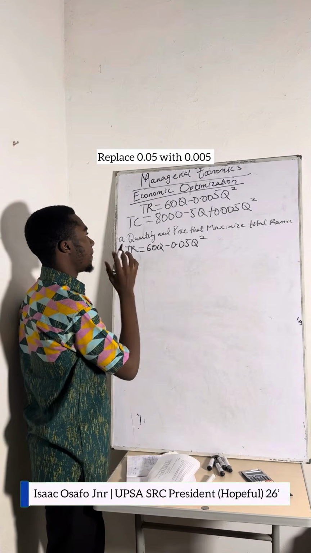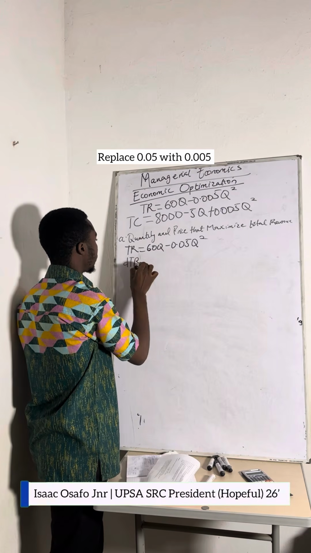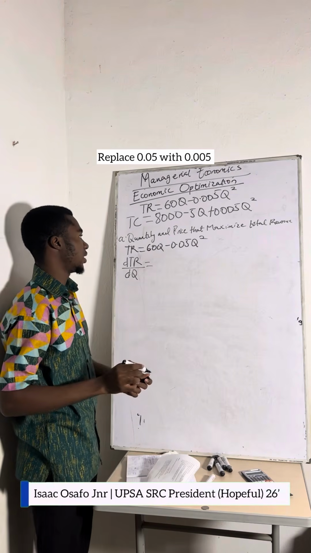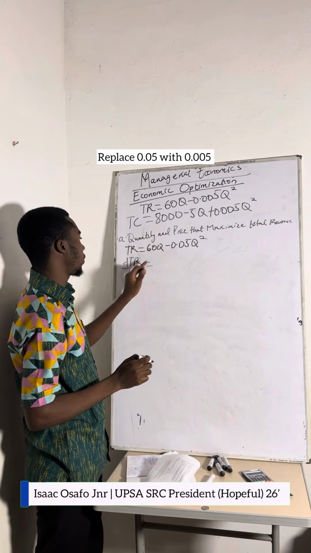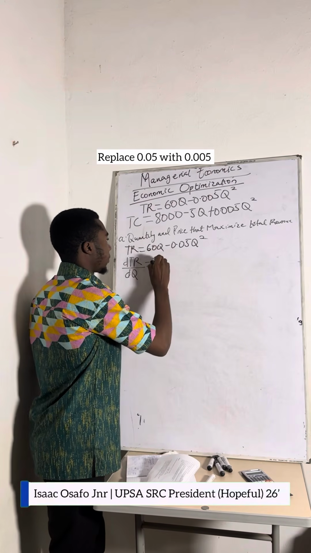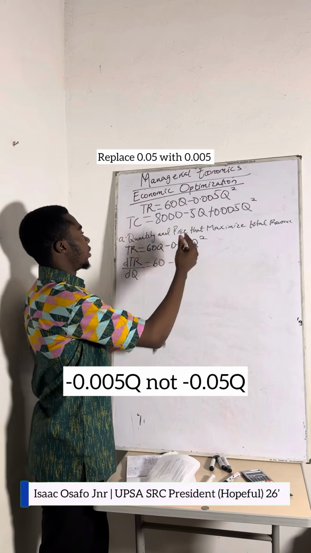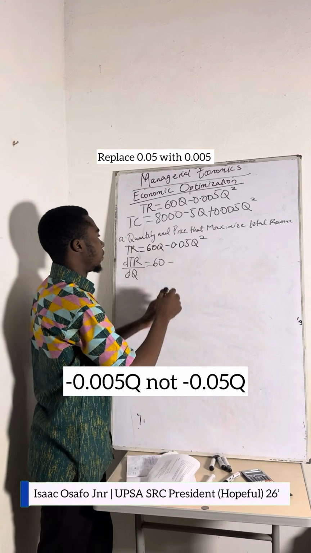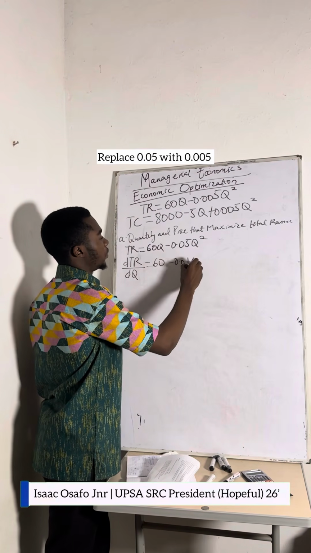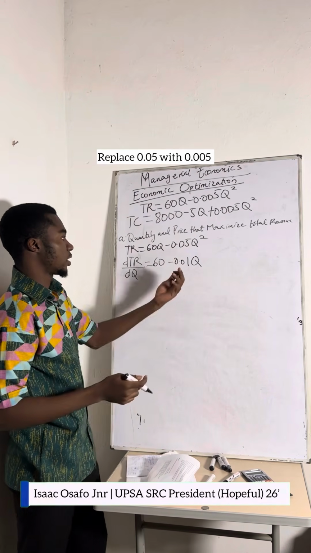To find the maximum, we have to differentiate it. So you are going to get dTR over dQ is equal to, let's start the differentiation. 60Q, differentiating with respect to Q, gives 60, the Q vanishes. Then when you differentiate negative 0.05Q squared, the 2 will multiply the negative 0.05, so you should be getting 0.1, right? Then you bring your Q. The exponent you reduce by 1 and it vanishes, because anything to the exponent 1 is the same thing.